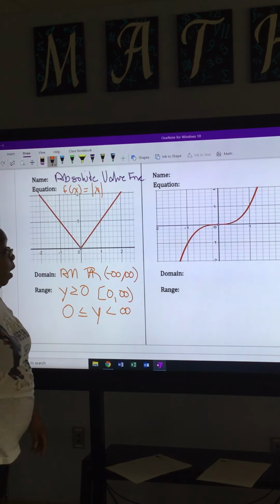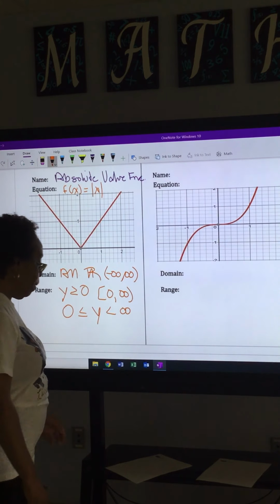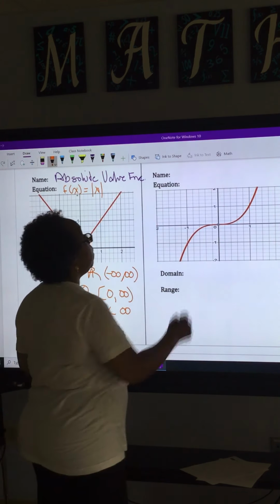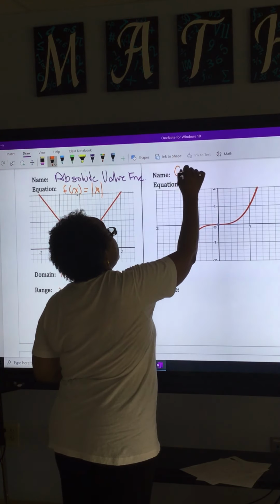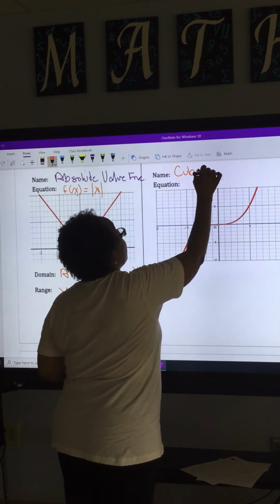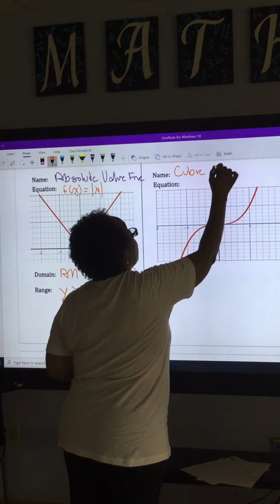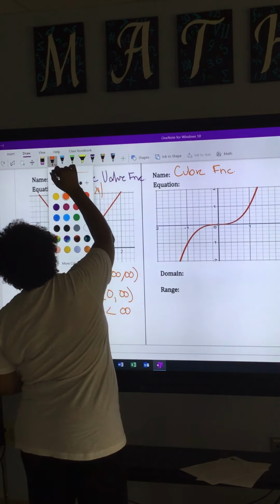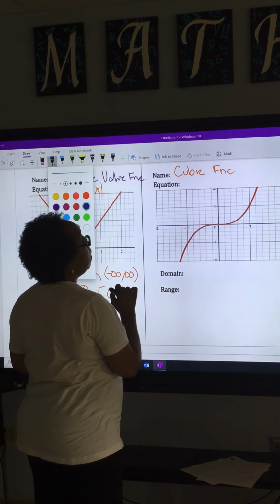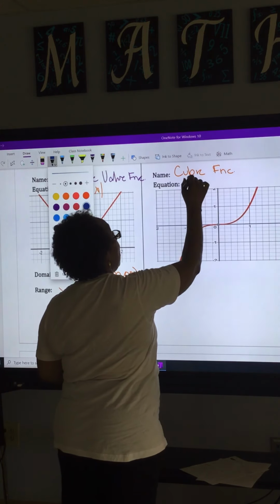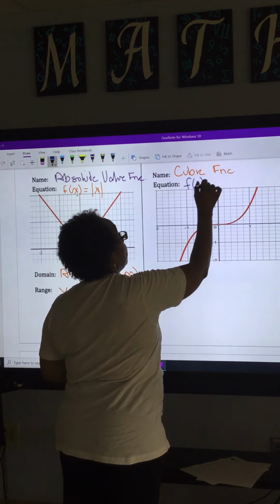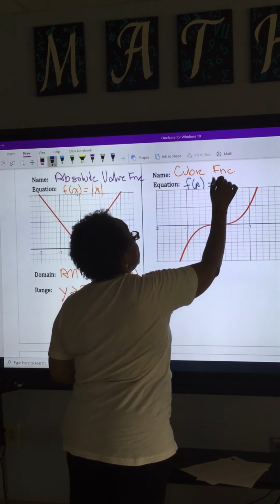Okay? All right. Let's look at this one. Now this might not be one you've seen before. This is a cubic function. Okay, so this is cubic. A cubic function. The equation for a cubic function is f of x equals x cubed.